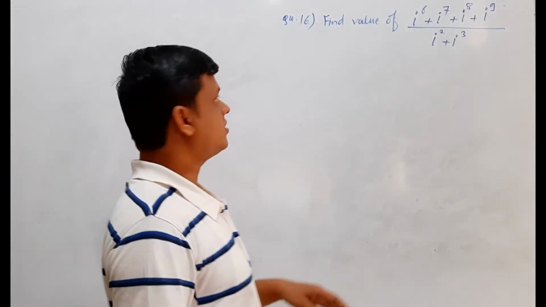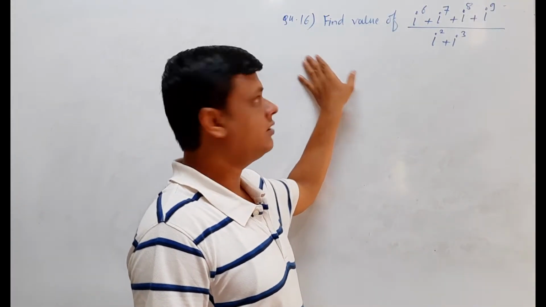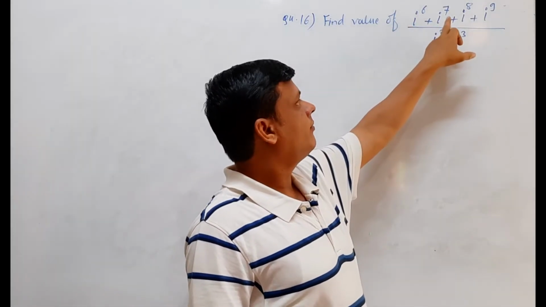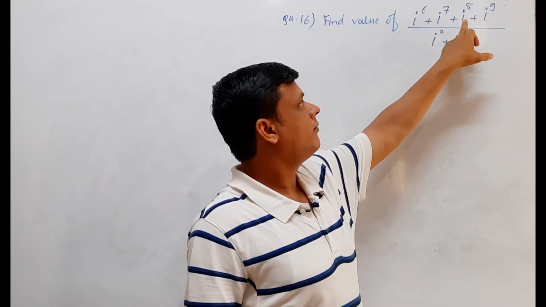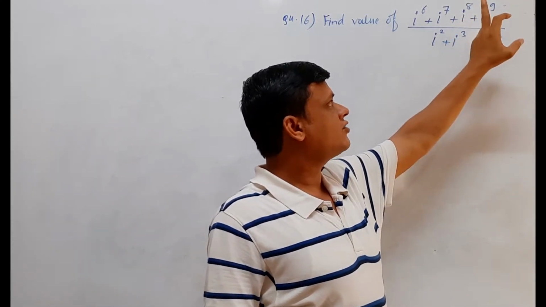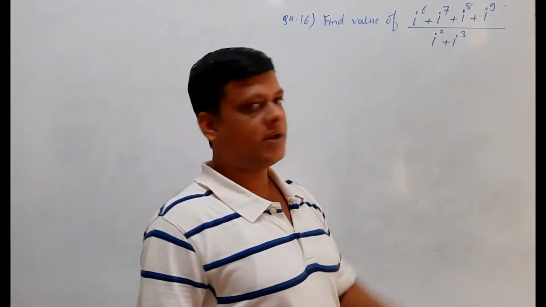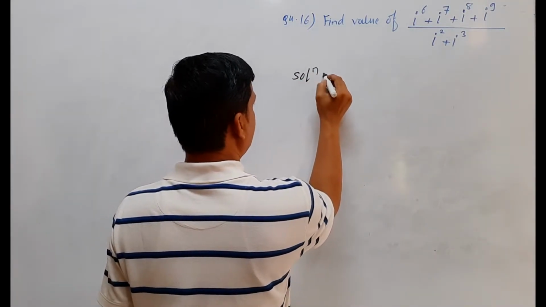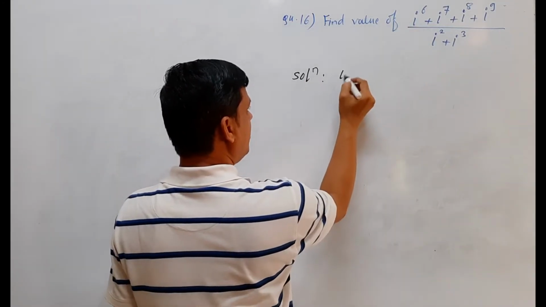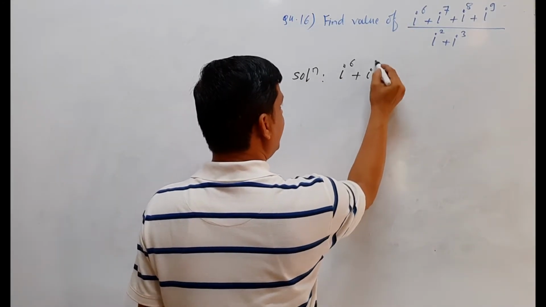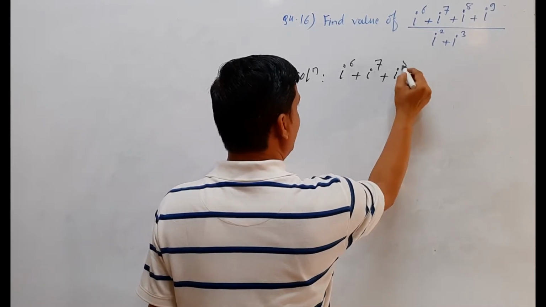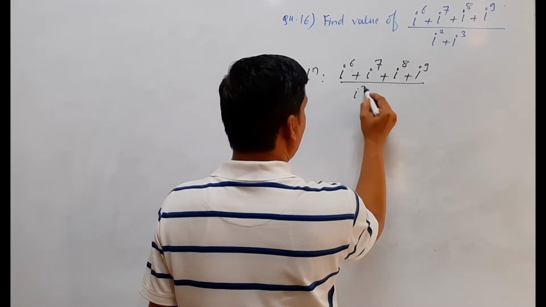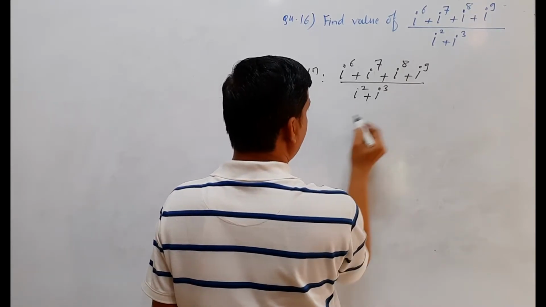Now see next question. Question number 16. Find the value of i raised to the power 16 plus i raised to the power 7 plus i raised to the power 8 plus i raised to the power 9 upon i square plus i cube. So we write in solution i raised to the power 6 plus i raised to the power 7 plus i raised to the power 8 plus i raised to the power 9 upon i square plus i cube.